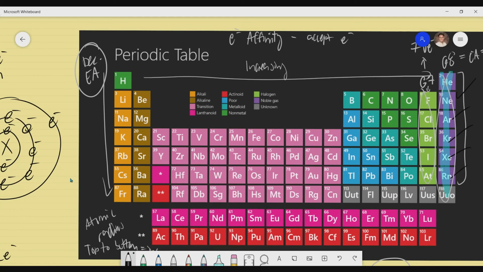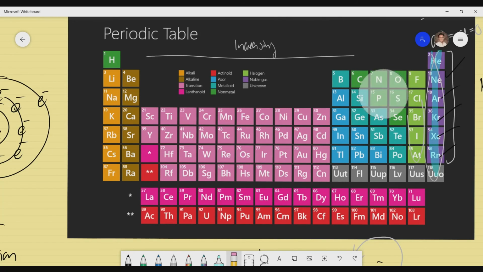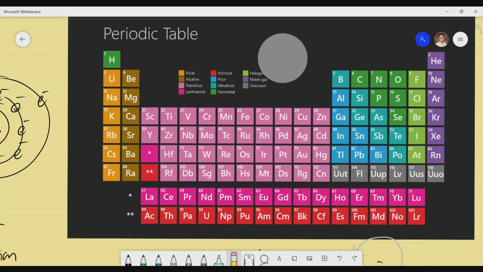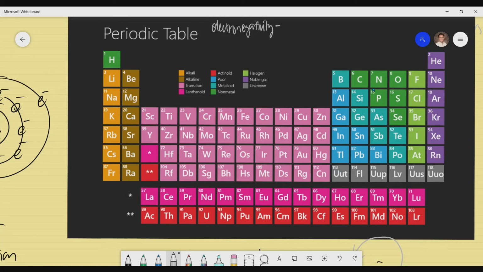Okay, so let me again just remove the writings here and let me explain it. Okay, so for your electronegativity, electronegativity is simply defined as the ability of an atom in a chemical bond to attract electrons. So attract electrons, that's the idea. Electronegativity is attract electron. So from left to right, sorry about that.